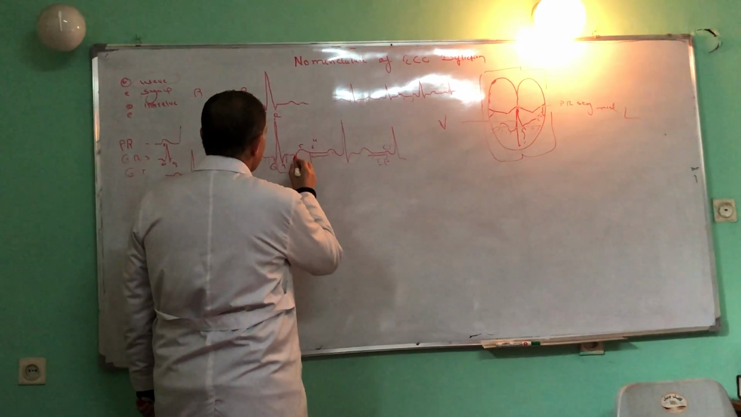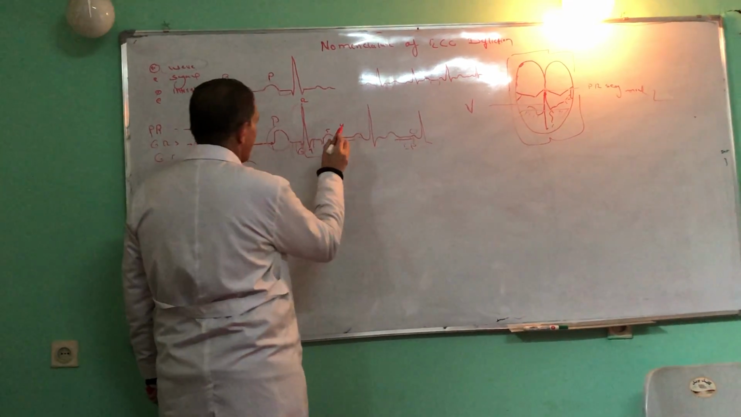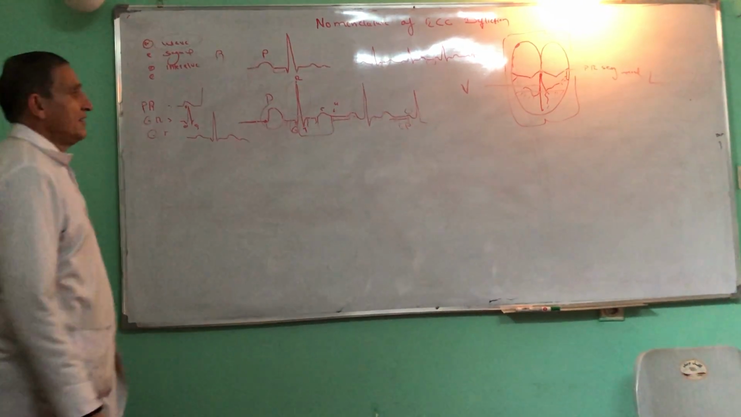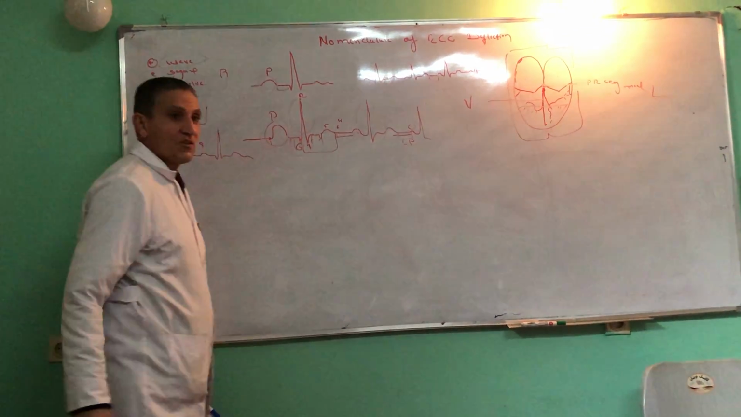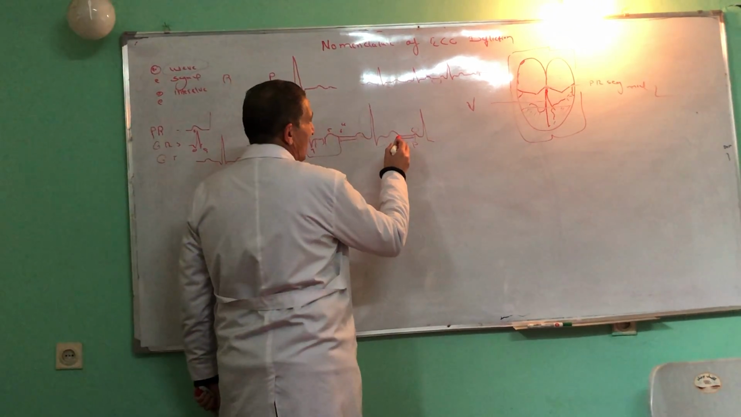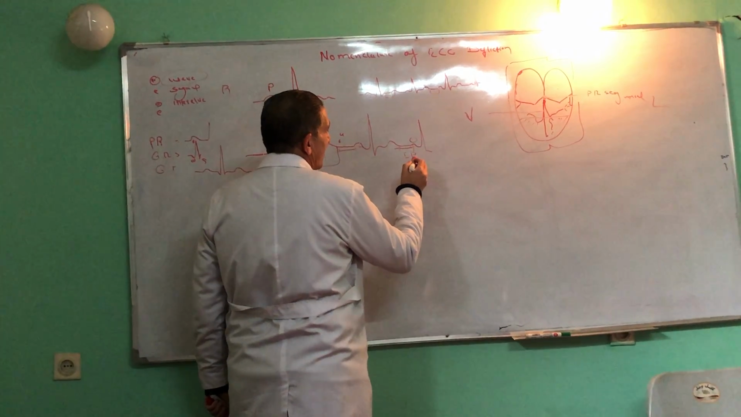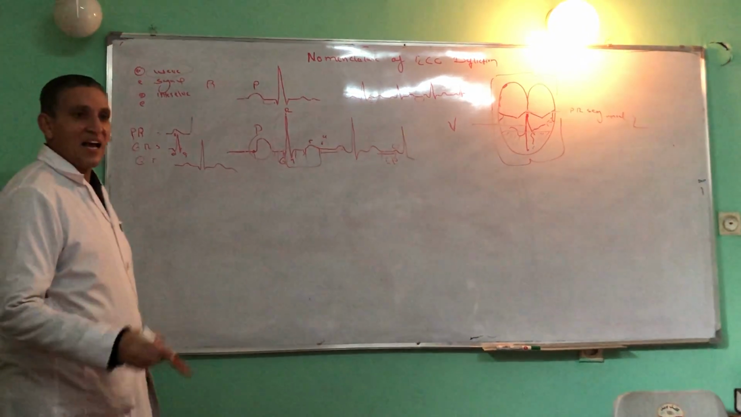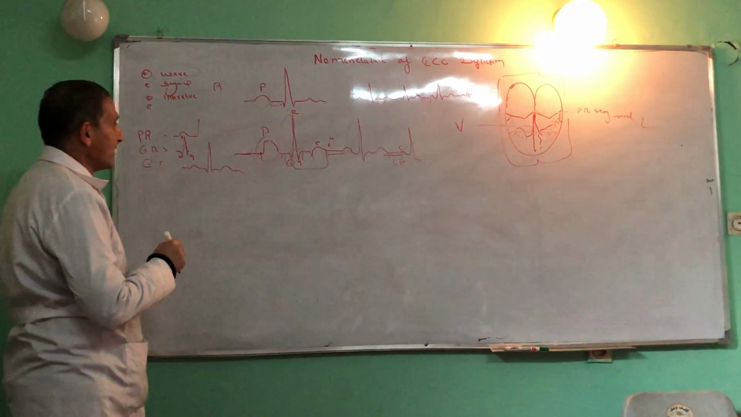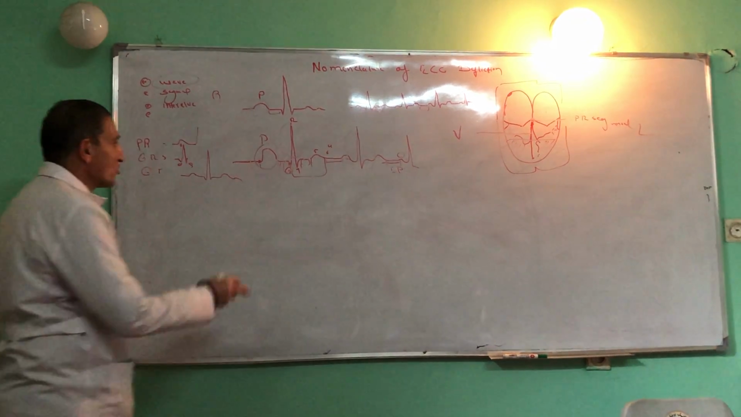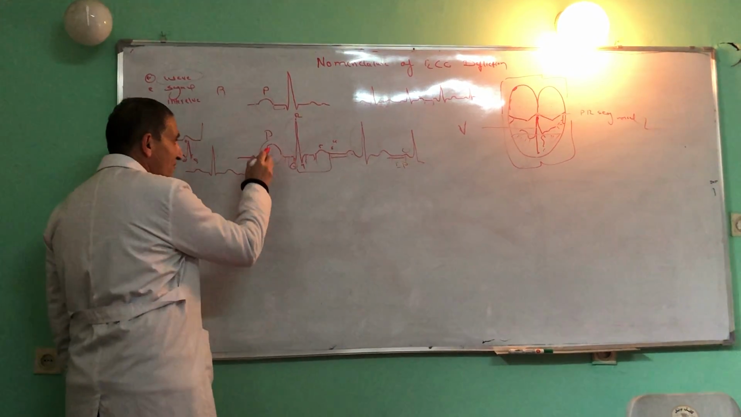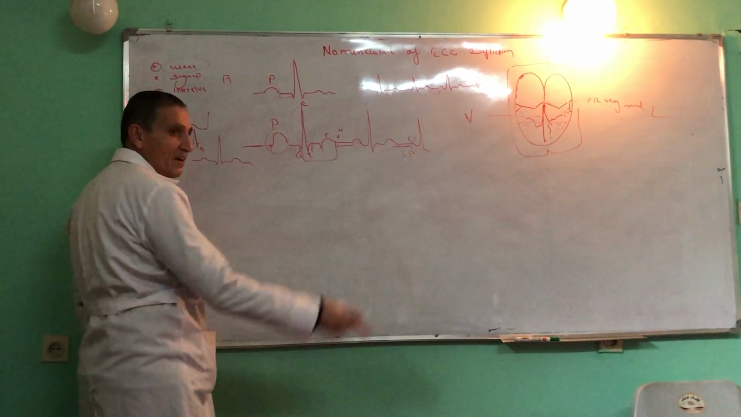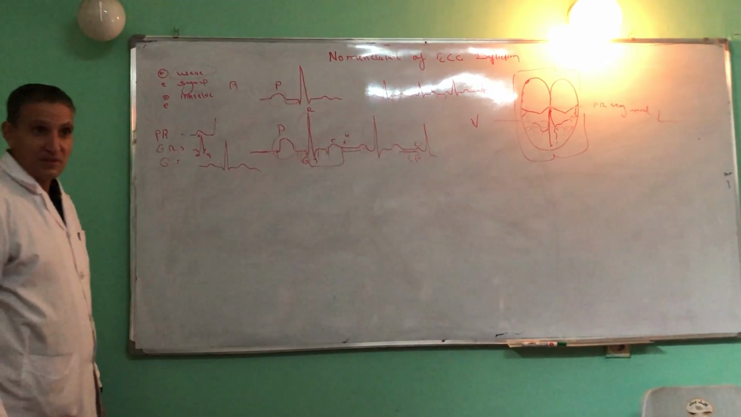After that we have discussed the segments. The TP segment. What does the TP segment represent? From the end of the T wave to the onset of the P wave, that is called the TP segment. What is the clinical role of the TP segment? This is an isoelectric line. Right now we will move on to the intervals. How many intervals do we have? PR interval. P wave plus PR segment is called the PR interval. What is the clinical role of the PR interval? Especially in blocks. For example, which block?